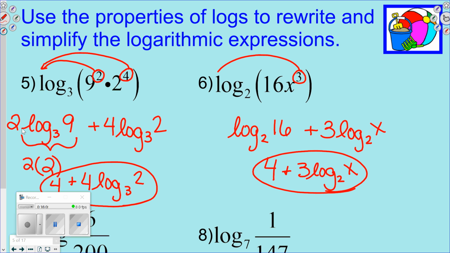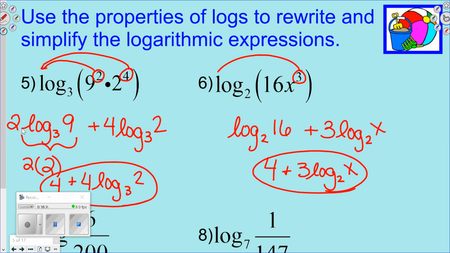On this one? 2 to what power equals 16? It's 4. So log base 2 of 16 is 4. So we're just trying to clean up anything we can.